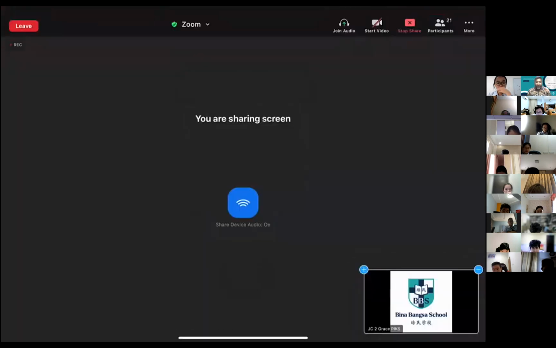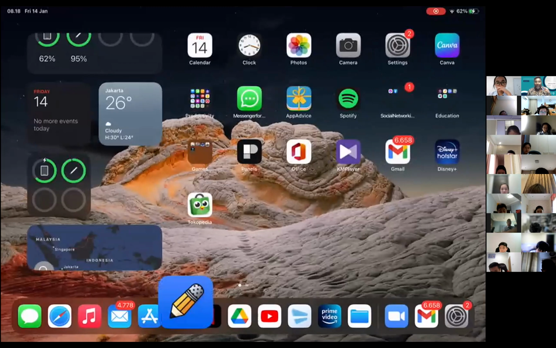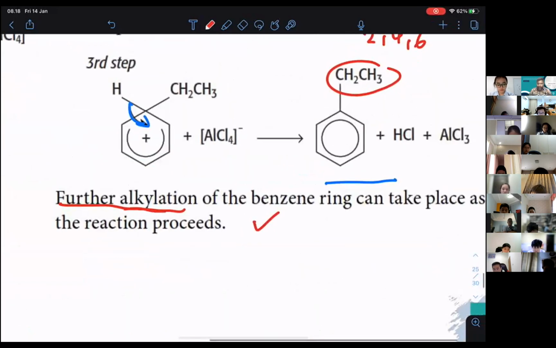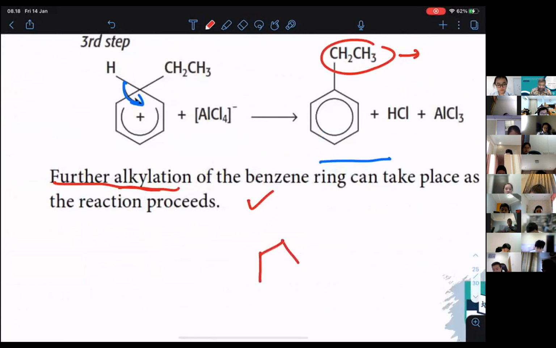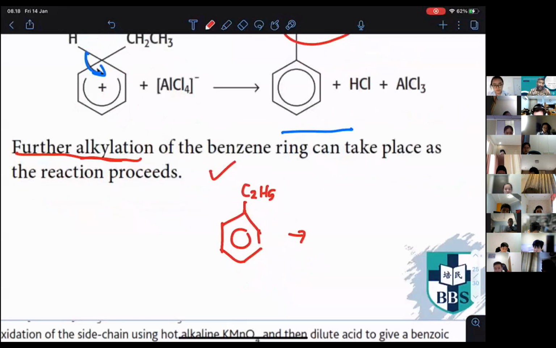But do remember, if you have the reaction and they say further alkylation can take place, you need to remember that the alkyl groups are going to be 2,4,6 directing. You can see here further reaction can happen, but this is alkyl or methyl, an electron donating group. So if you have further reaction like this, what do you expect? I'll just make it C2H5. If you have C2H5, further reaction can be at positions 2, 4, and 6.